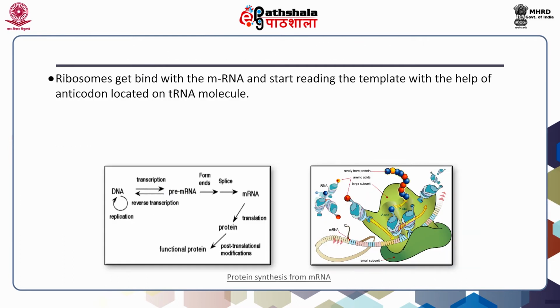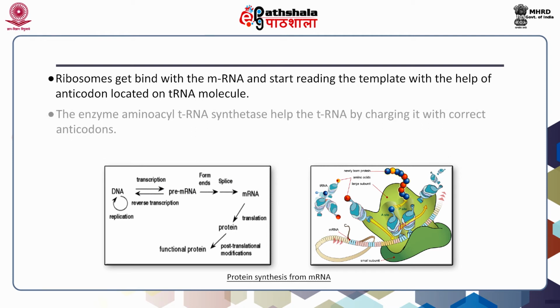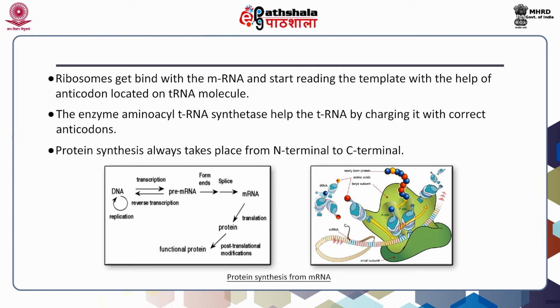Ribosomes bind with the mRNA and start reading the template with the help of the anticodon located on the transfer RNA (tRNA) molecule. The enzyme aminoacyl-tRNA synthetase helps the tRNA by charging it with the correct amino acid. Protein synthesis always takes place from N-terminal to C-terminal.